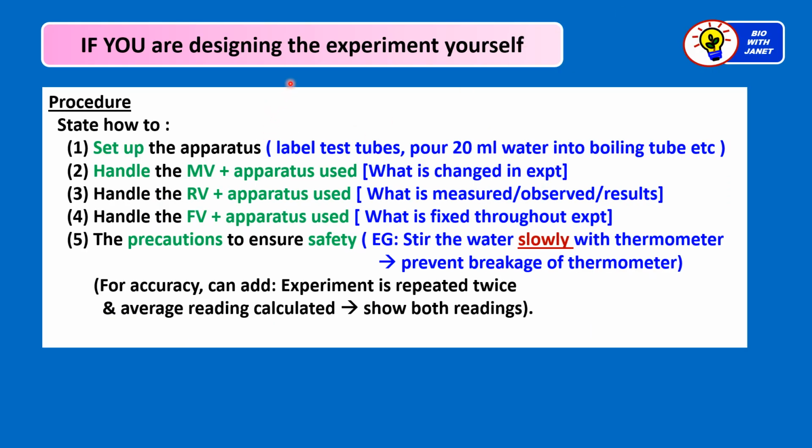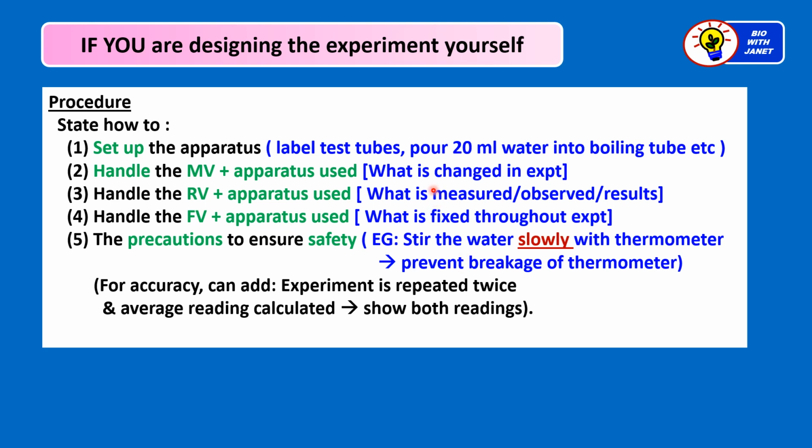Now, what happens if you are designing the experiment yourself in a non-guided experiment? In your procedure, you have to state how to set up the apparatus, such as labeling of test tubes for enzyme experiments, and for the energy value experiment, you have to pour 20 ml of water into the boiling tube and insert the thermometer into the boiling tube. So all these are steps. And for osmosis experiments involving the mass of potato strips, you have to cut the strips into the required length and so forth, or use a cork borer to produce the strips. So the main marks are for how you handle the MV and the apparatus use, how you handle the RV and the apparatus use, and the FV and the apparatus use.